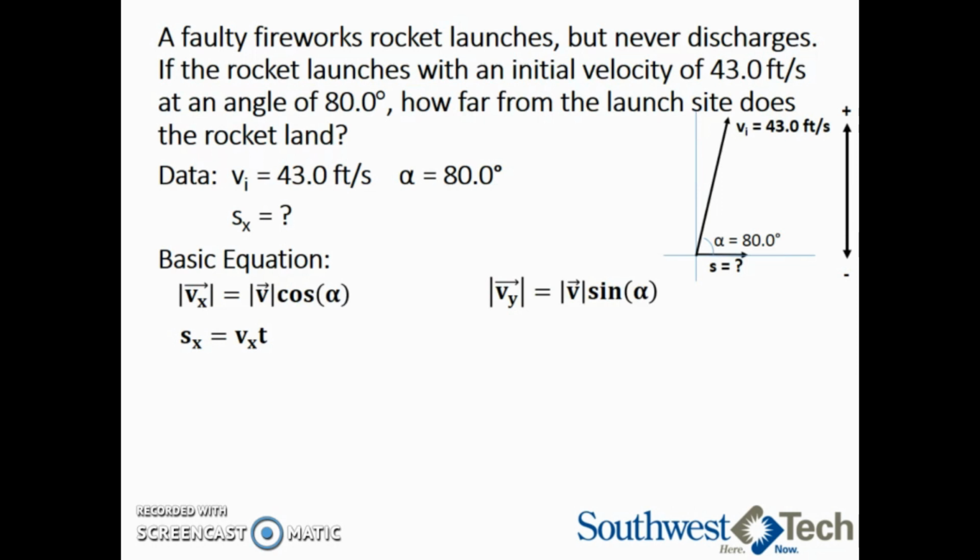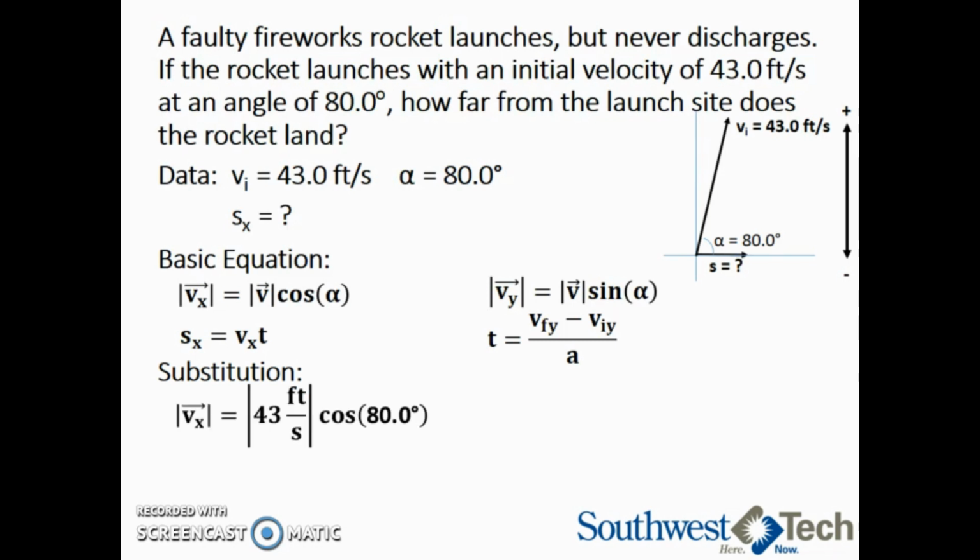Remember, when we are thinking about motion, there is no change in velocity in the x direction because gravity does not act in the x direction. Last, time can be found by taking the final velocity in y minus the initial velocity in y divided by the acceleration, which will be the acceleration due to gravity, since that is the acceleration acting in the y direction. Now that we have identified our basic equations, we can go ahead and start our substitution.